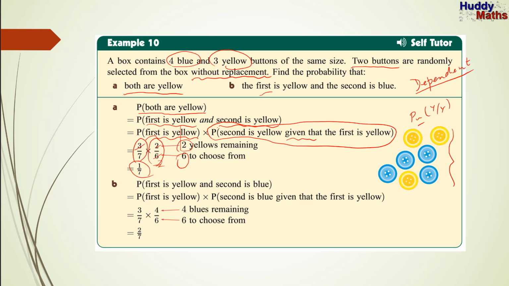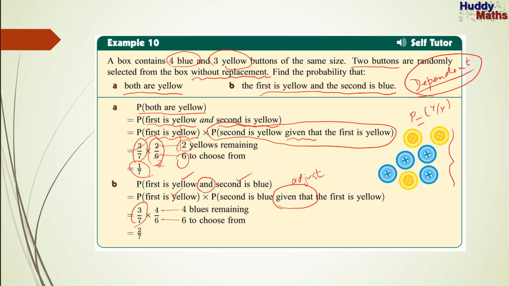What about the first is yellow and the second is blue? Spell it out. First yellow and bring in the word and, because it tells you you're going to multiply. Second is blue. So that's the first is yellow times the probability of second being blue. Given, don't forget to adjust the probability because they are up here dependent. You can see you're not putting the first one back. So this is 3 out of 7. That's the standard thing at the beginning.